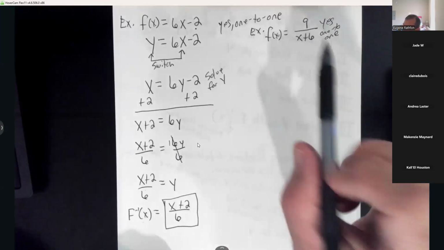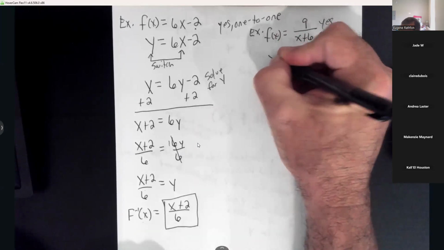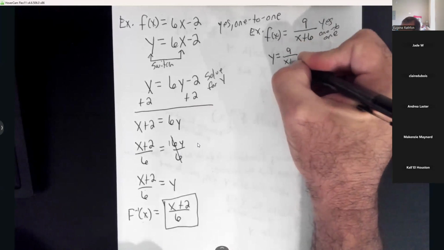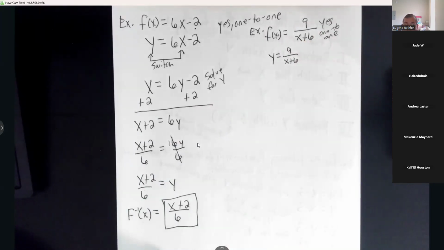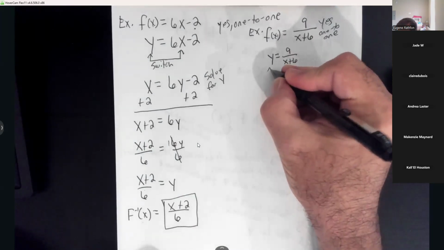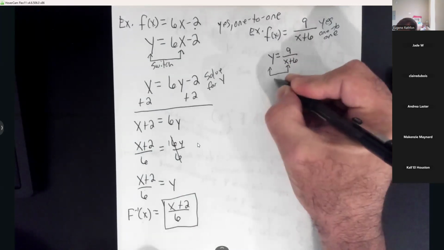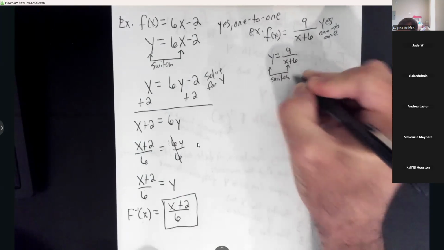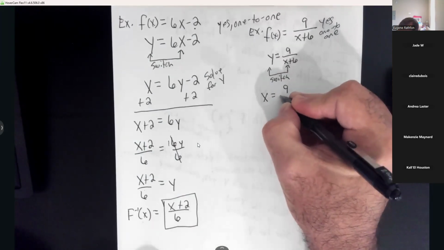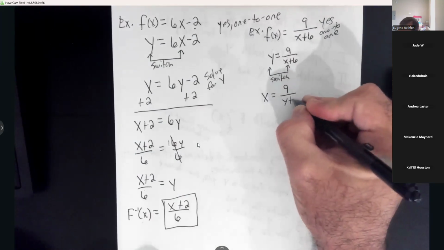I'm going to replace the f of x with a y. So I'm going to get y equals 9 over x plus 6. Now, switch the x and y. So we're going to switch that x and y. So I'm going to get x equals 9 over y plus 6.